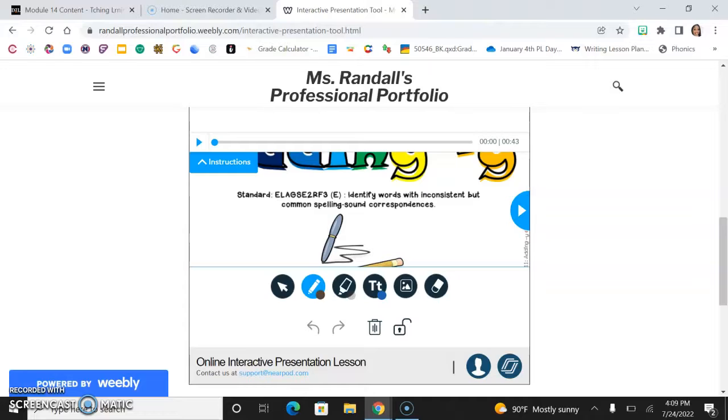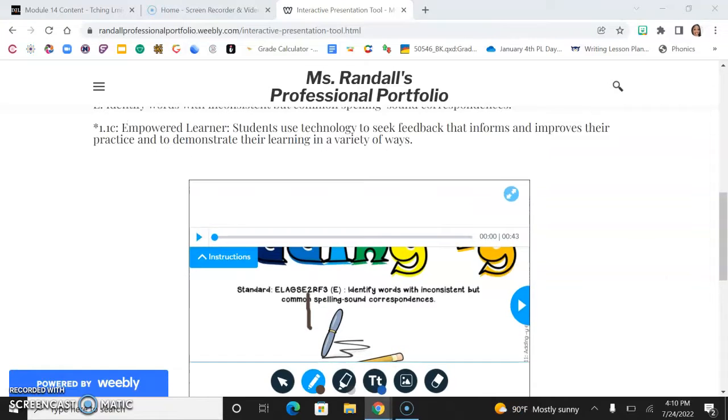Also, this lesson allows me to be more flexible in my teaching. In the past, I've used a lesson similar to this, but I've used it in a whole group setting. Allowing this to be an online interactive presentation lesson, students that are on target or above target are able to engage in this lesson independently, or if parents reach out and would like more support or reinforcement for their students, they're able to engage in these lessons with their kids at home.